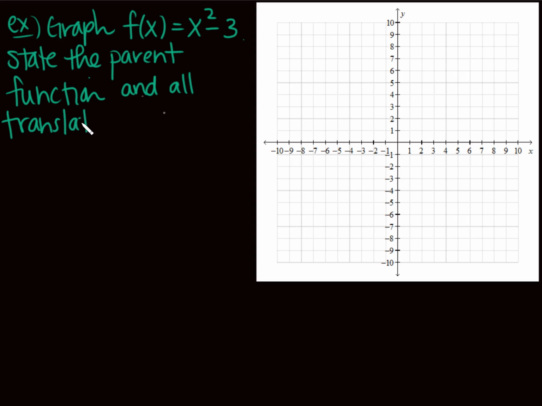So I'm going to do this one first by graphing the parent function, then I'm going to show you what happens when we subtract the 3, and then I probably won't do that for every single function after this. So let's graph the parent function. x squared is my parent function. When x is 0, y is 0. When x is 1, y is 1. When x is negative 1, y is 1. If I take 2 and square it, I get 4.